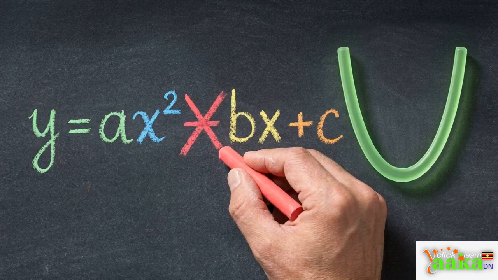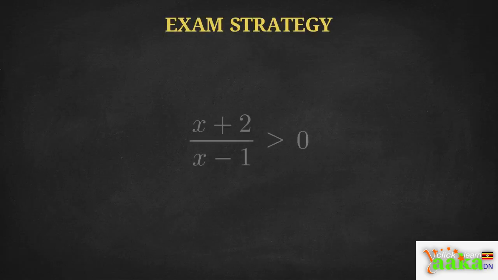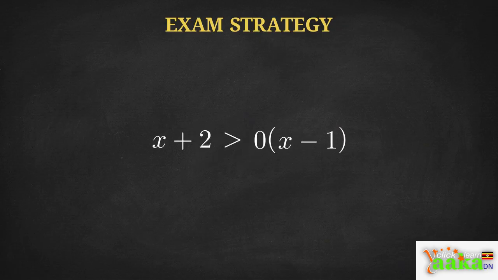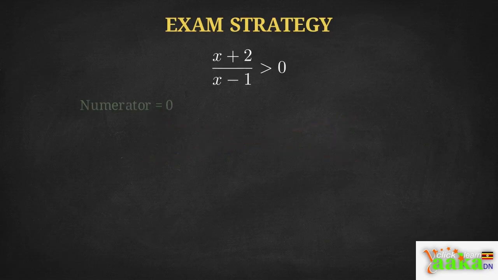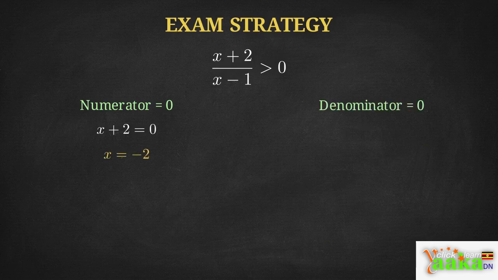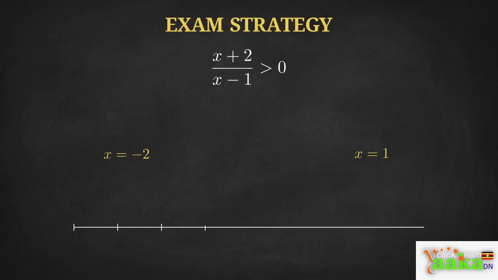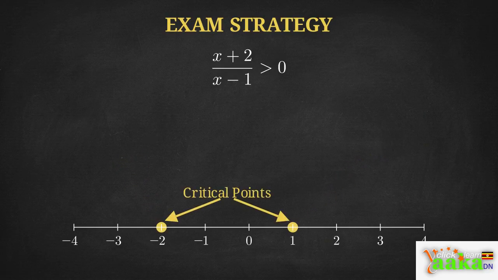Look at this exam strategy graphic showing a rational inequality with variables in the denominator. You must never multiply both sides by the denominator. Because we do not know if x minus 1 is positive or negative, multiplying by it could flip the inequality sign. Instead, the correct method is to isolate the critical points by setting the numerator equal to 0 and the denominator equal to 0 separately. You then use these points to test your intervals on a number line.